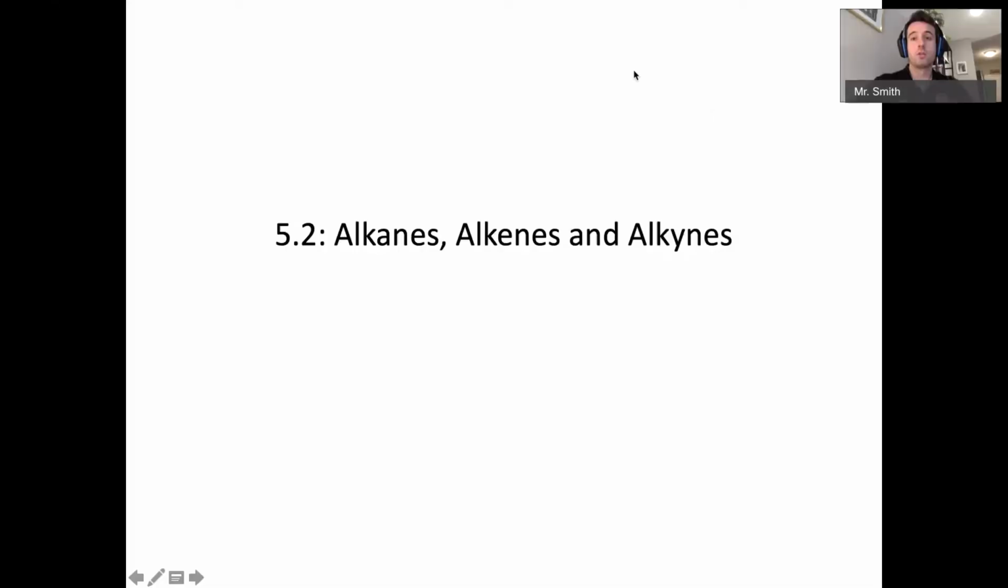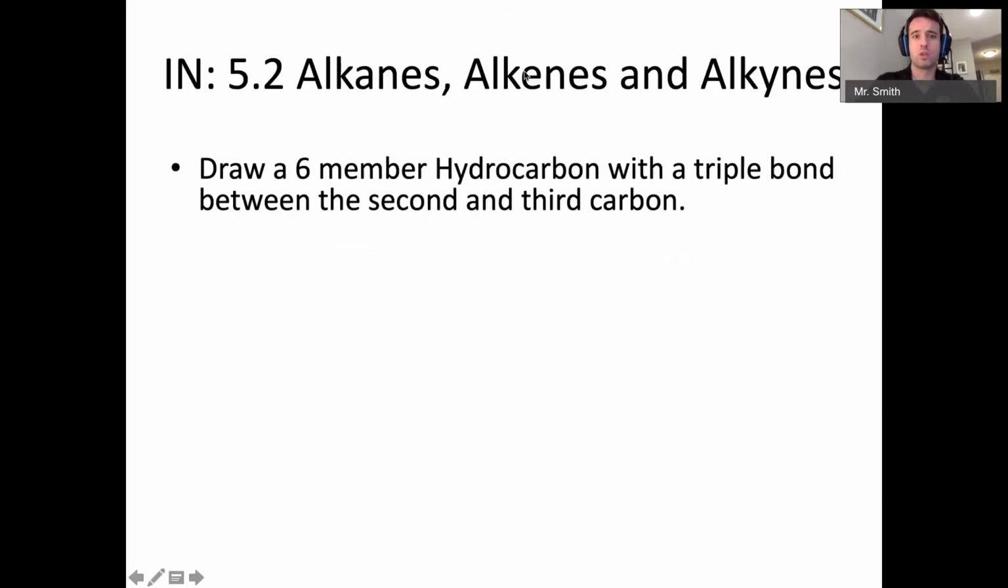Hey guys, so today we're going to talk about the difference between alkanes, alkenes, and alkynes. Now, I reviewed a little bit of this already when we briefly introduced hydrocarbons. At the top here it says draw a six-member hydrocarbon with a triple bond between the second and third carbon. So can you draw a hydrocarbon with six carbons, put a triple bond on it, and have that triple bond be between the second and the third carbon? If you could, it would look something like this.